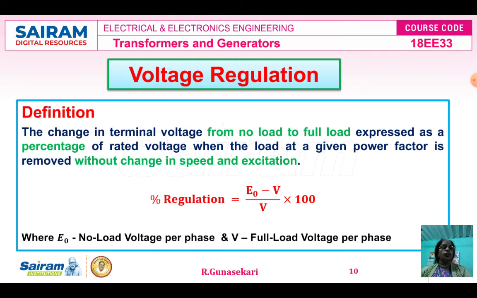The terminal voltage V of a synchronous generator changes with the application of the load across the output terminals. The change is due to the voltage drop in the windings and the effect of the armature reaction. So this is the significance of the voltage regulation.